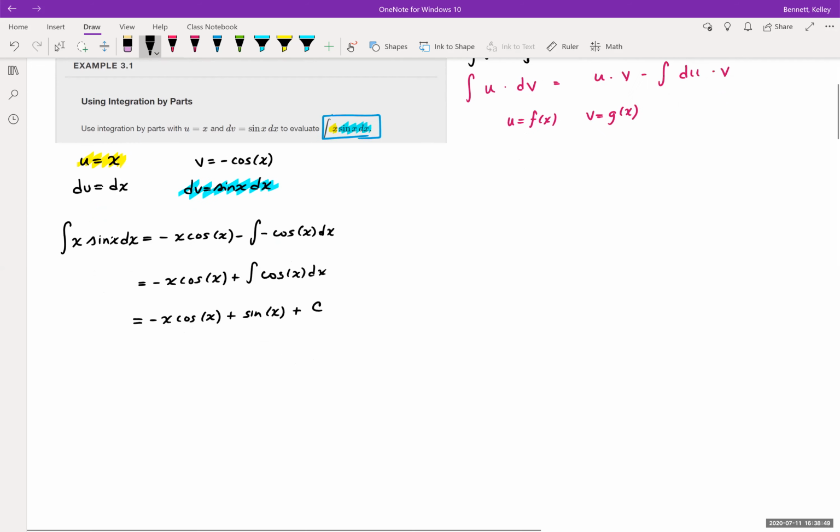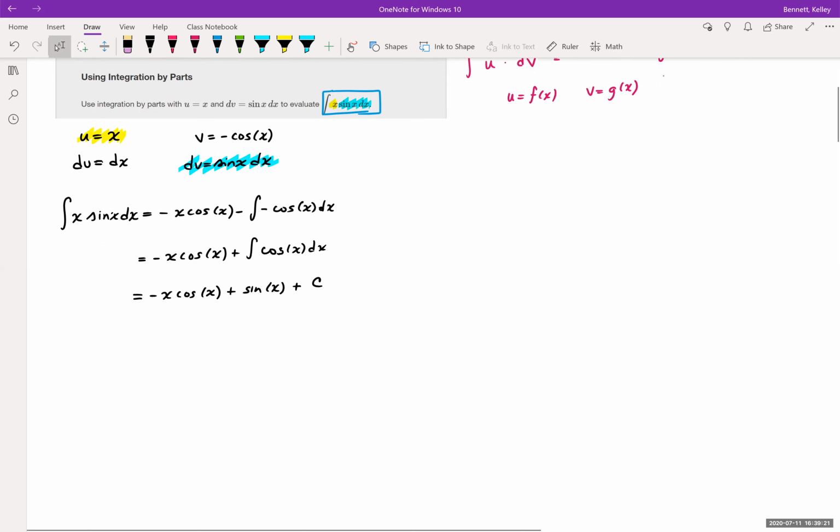And it's nice that they gave us what u and v should be, but in general, we don't have this information available to us. We just get the integral and we're like, okay, I have to choose what is u and what is dv. The good news about that is that there's only two ways to do that. So if you choose wrong, you'll know it right away, because what will happen is your integral will get worse. It'll get more complicated.